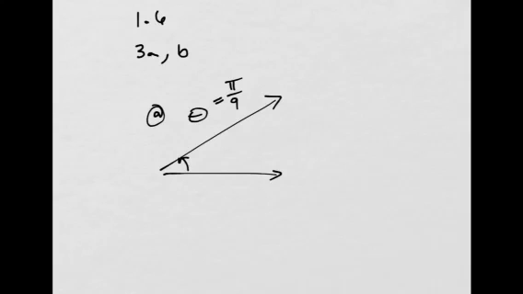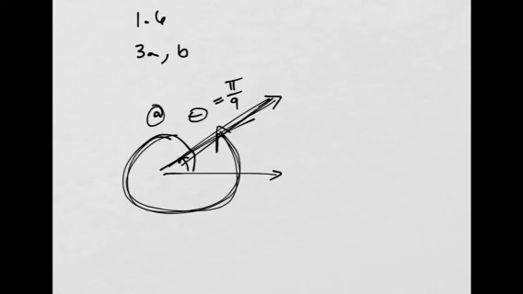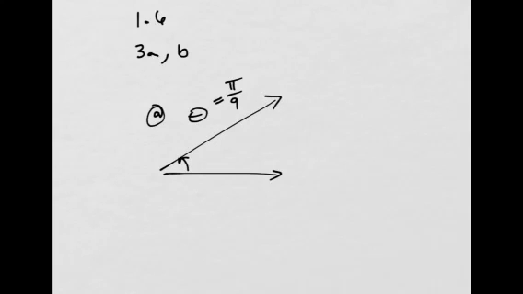I could go pi over 9, and then I could go all the way around again, and I would land on this ray, right? Yeah. So the angle that I just drew, this big angle here, that would be a coterminal angle. That's what that means, if you didn't know what that means. So how much in radians is it from here to here? How many radians? 2 pi. It's just a full circle.